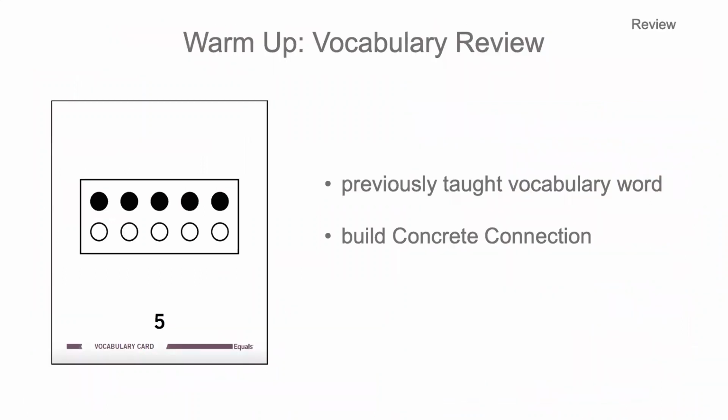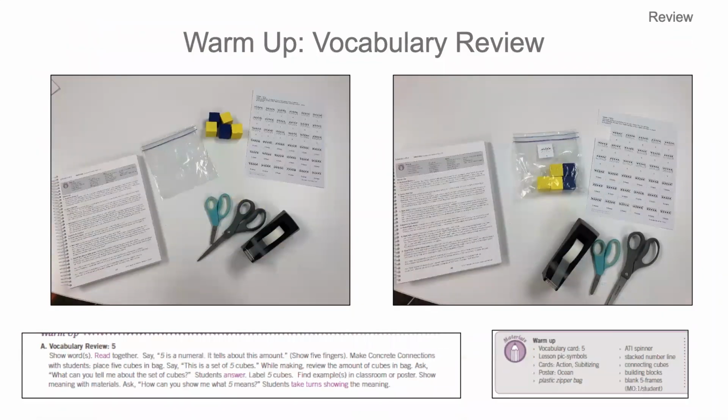The first activity is vocabulary review. Vocabulary presented here has been previously taught. Questions are asked to probe and extend a student's knowledge about the word meaning. Concrete connections are always built during a vocabulary activity. Concrete connections are created together to provide a hands-on view. In this example, we are reviewing the vocabulary word 5.